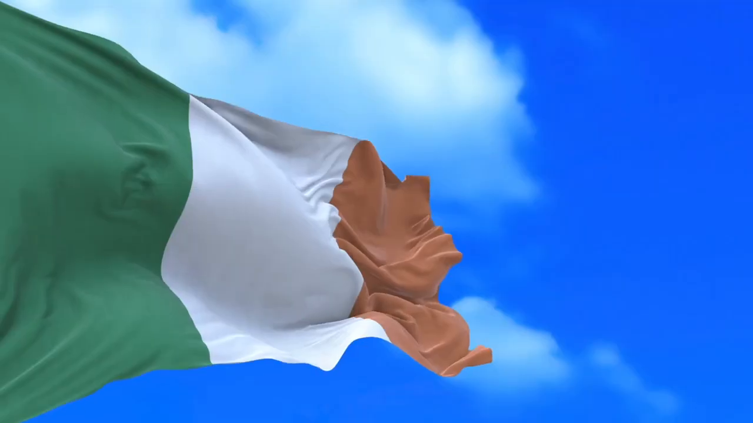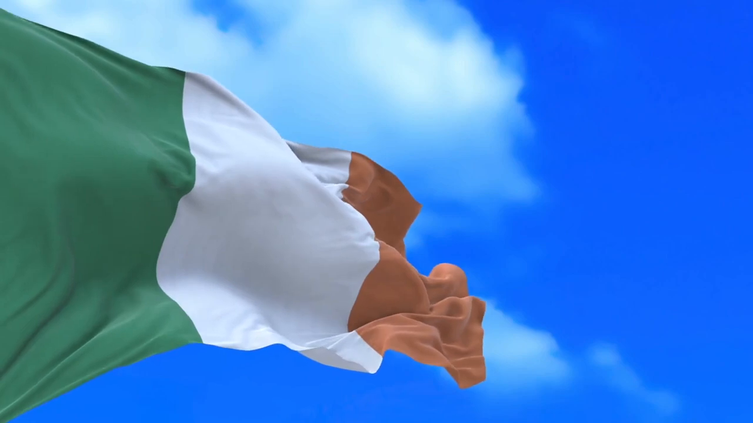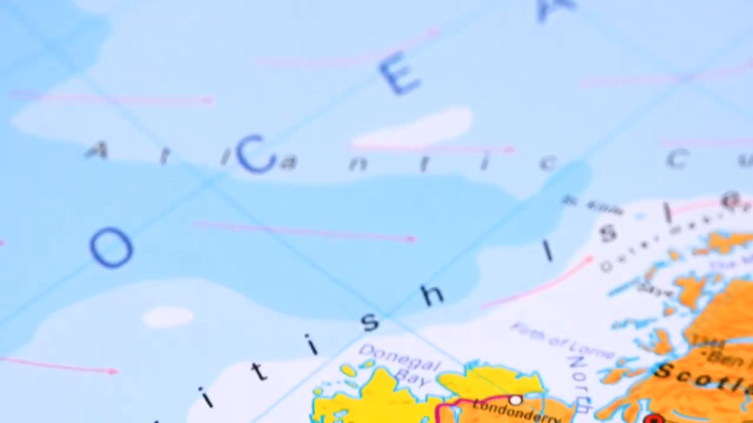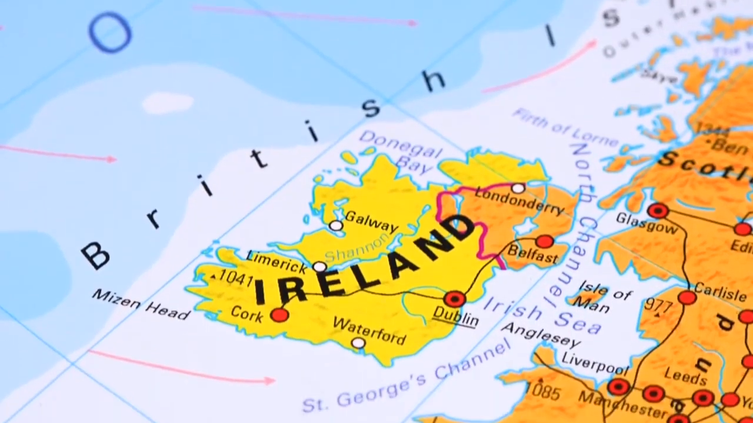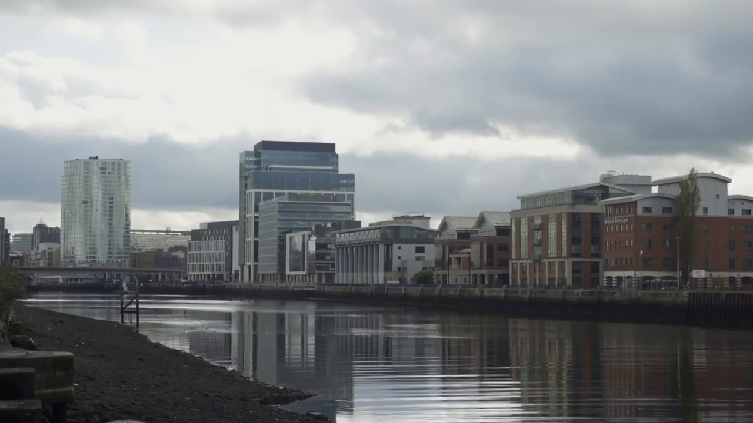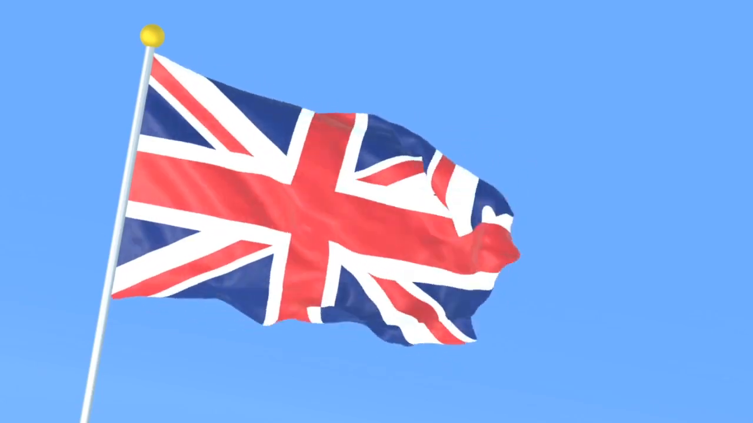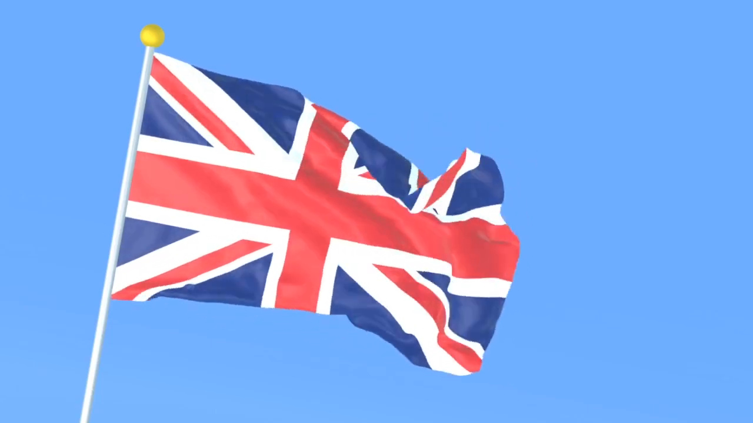Northern Ireland. Northern Ireland is located on the island of Ireland, to the west of Great Britain. It shares the island with the Republic of Ireland, which is a separate sovereign nation. The capital of Northern Ireland is Belfast. Northern Ireland was established as a separate entity within the UK in 1921.